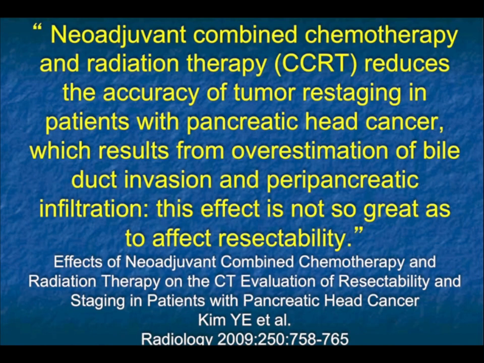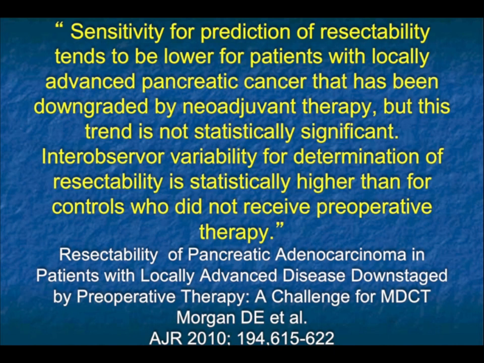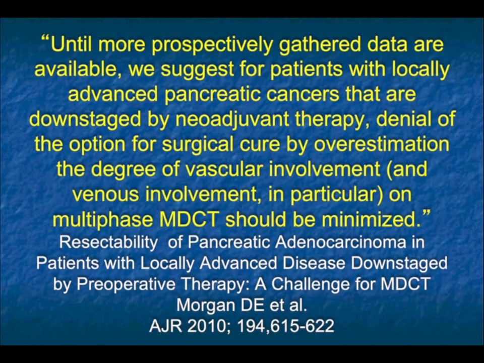Now, some potential pitfalls. Once patients get chemotherapy, the tissue planes around the pancreas can be poorly defined, and perhaps you'll overestimate the extent of disease present, so you would need to be very, very careful. Look at comparison studies. Sensitivity prediction of resectability tends to be lower for patients with locally advanced cancer that have been downgraded by neoadjuvant therapy. So it's very important to remember this. And at the end of the day, surgery is the only cure for survival. So if you're uncertain, suggest it may be post-operative change.